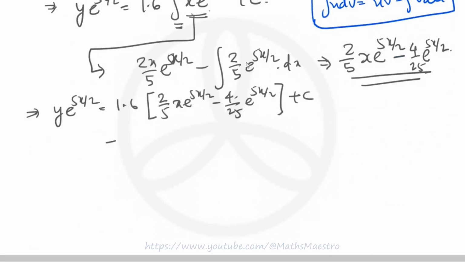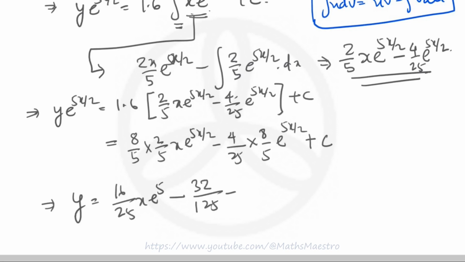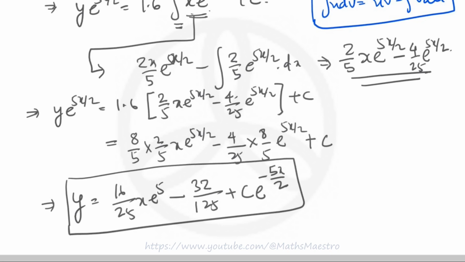and this is nothing but 2/5 x e to the power 5x/2 minus 4/25 e to the power 5x/2 plus c, or y is equal to 2/5 x minus 4/25, plus c e to the power minus of 5x/2. So this is going to be the general solution of this particular problem, okay?